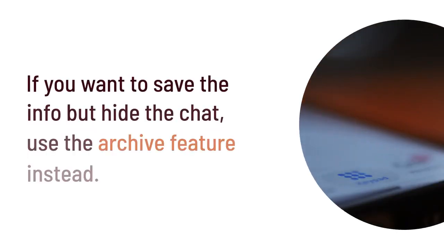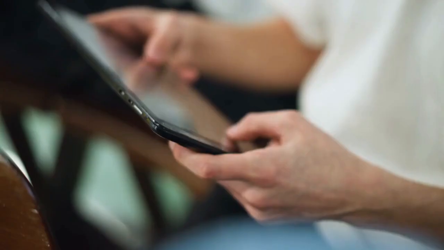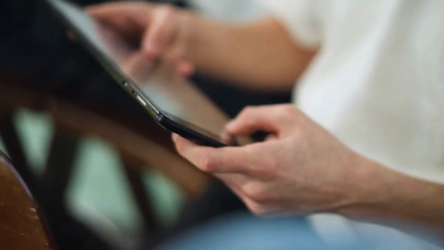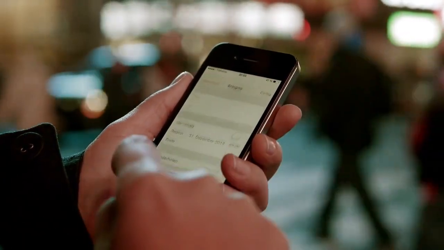If you want to save the info but hide the chat, use the archive feature instead. Archiving moves the message to a hidden folder. Deleting is best for clearing out old or unwanted spam.